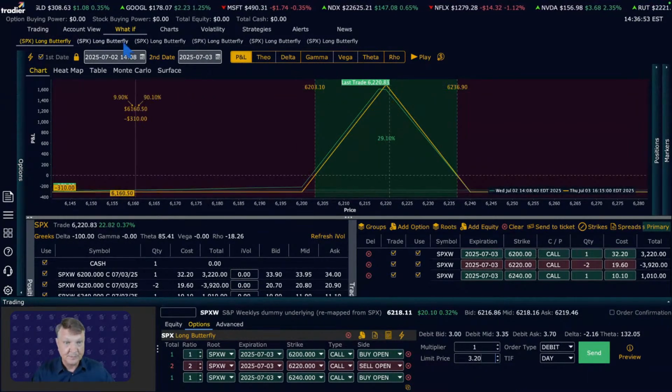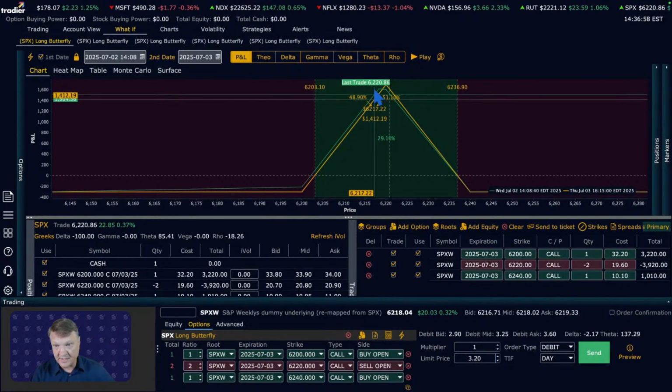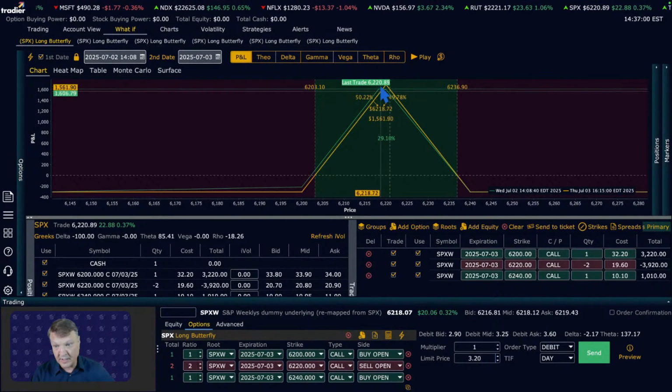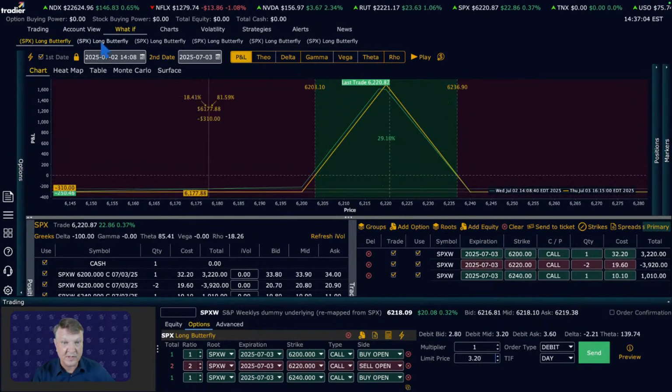Okay, so that is an SPX butterfly. That is the standard butterfly. The market's at 6,220. Oh, wow. We're right at the strike. You can't get better than that. Now let's move to the next one.